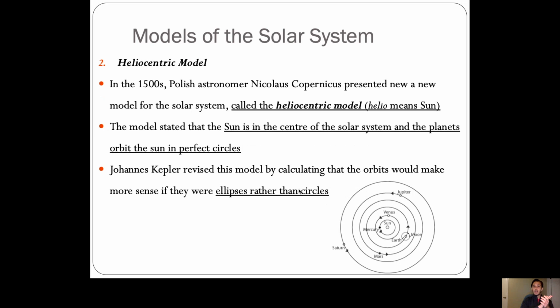But then came around a guy named Nicholas Copernicus, and he developed the heliocentric model, and it's such named because helio means sun, okay? And this model states that the sun is actually at the center of the solar system, and the planets, including Earth, orbit around the sun. Okay. Now, he thought they were perfect circles.